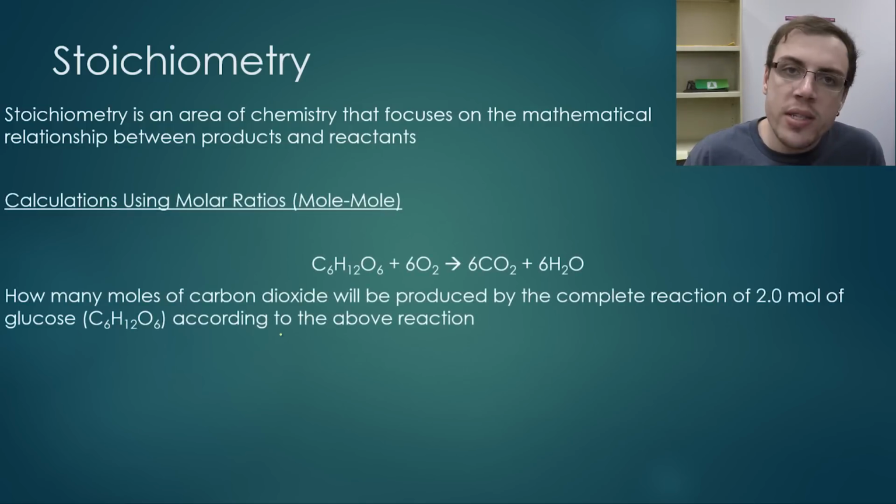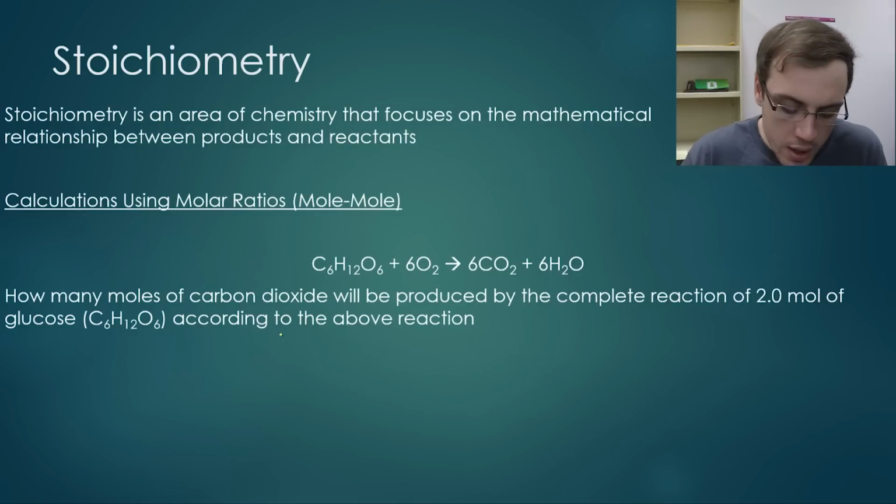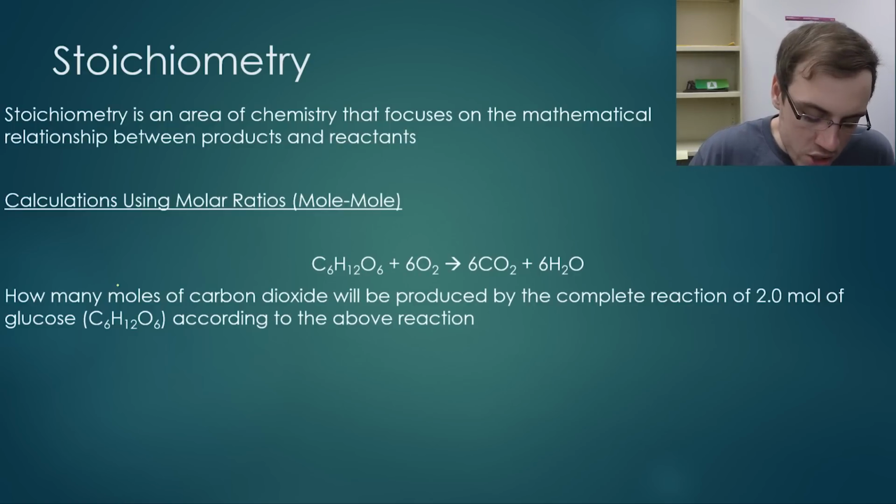So the first thing we're going to look at now is how we can do calculations by using our molar ratios. Molar ratios are essentially the ratio between how many moles of one compound or element versus another one. So we see here our question: how many moles of carbon dioxide will be produced by the complete reaction of 2 moles of glucose, according to the above reaction.